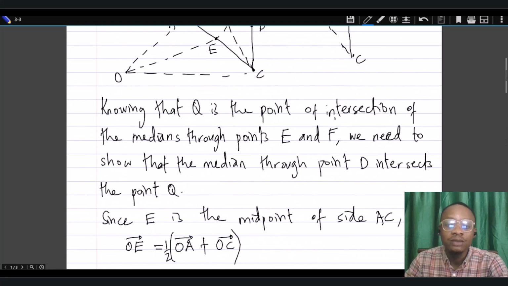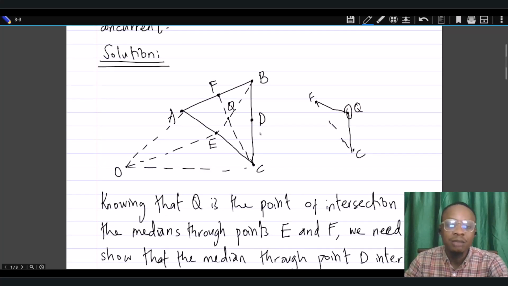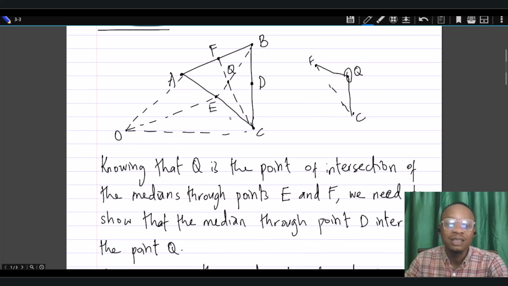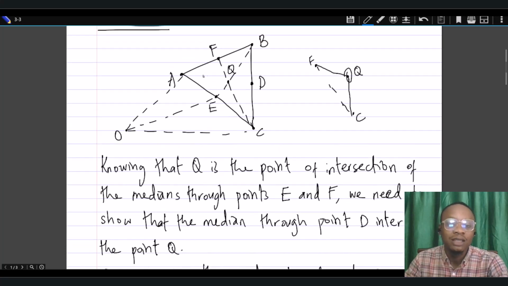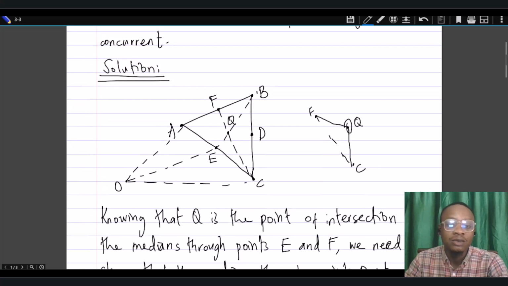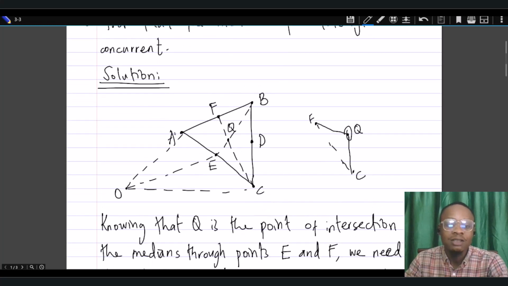So what do we really want to show? Don't forget, we want to show that the median through the point D is AD. So we want to show that AD also passes through the point Q. Once we're able to show that AD also passes through the point Q, then we have established that the medians are concurrent. That means the medians meet at the same point. So wherever these two medians have met must be the same point that the third one will pass through.